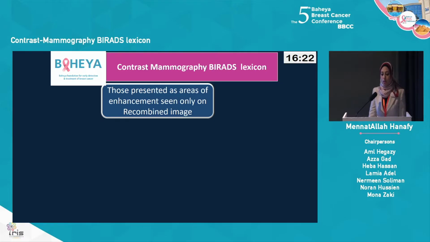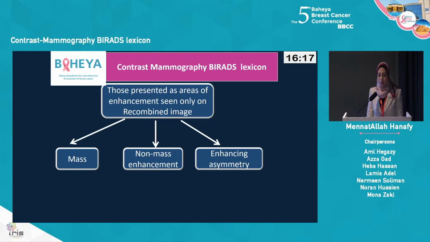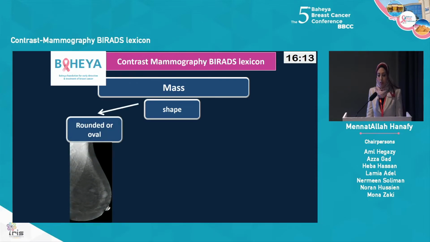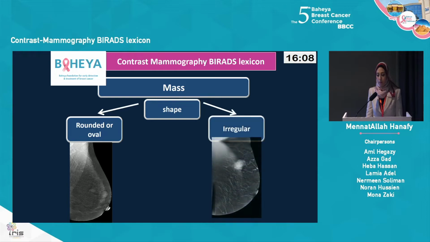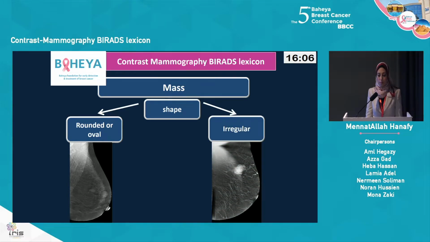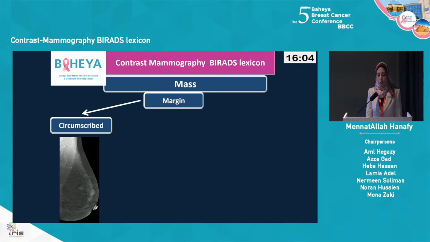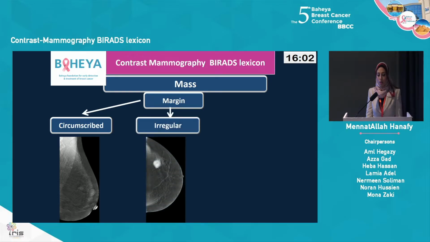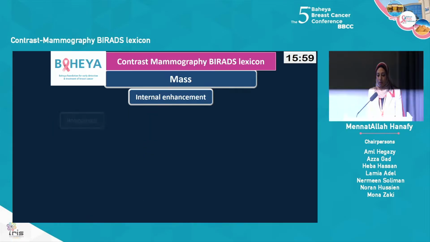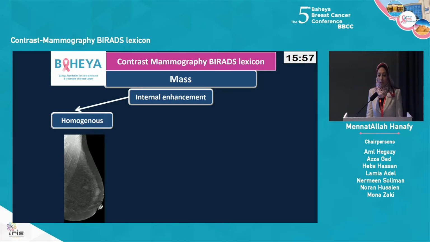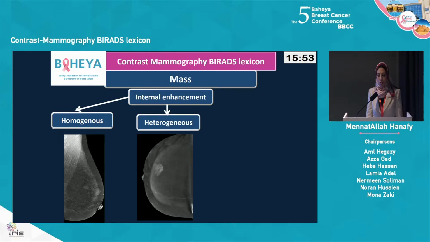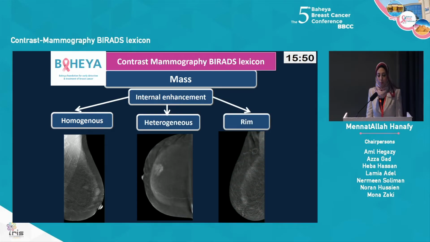Those presented as areas of enhancement seen only on the recombined image may be mass, non-mass, or a new term, enhancing asymmetry. The mass, regarding its shape, may be rounded, oval, or irregular, while margin may be circumscribed, irregular, or spiculated. Regarding internal enhancement of a mass, it may be homogeneous, heterogeneous, or rim.